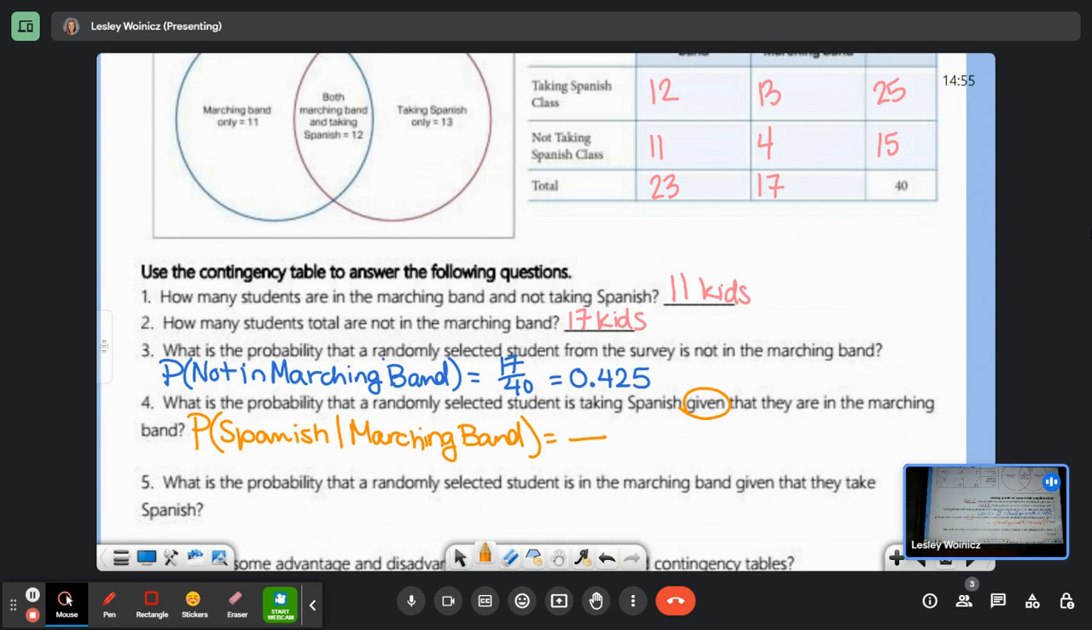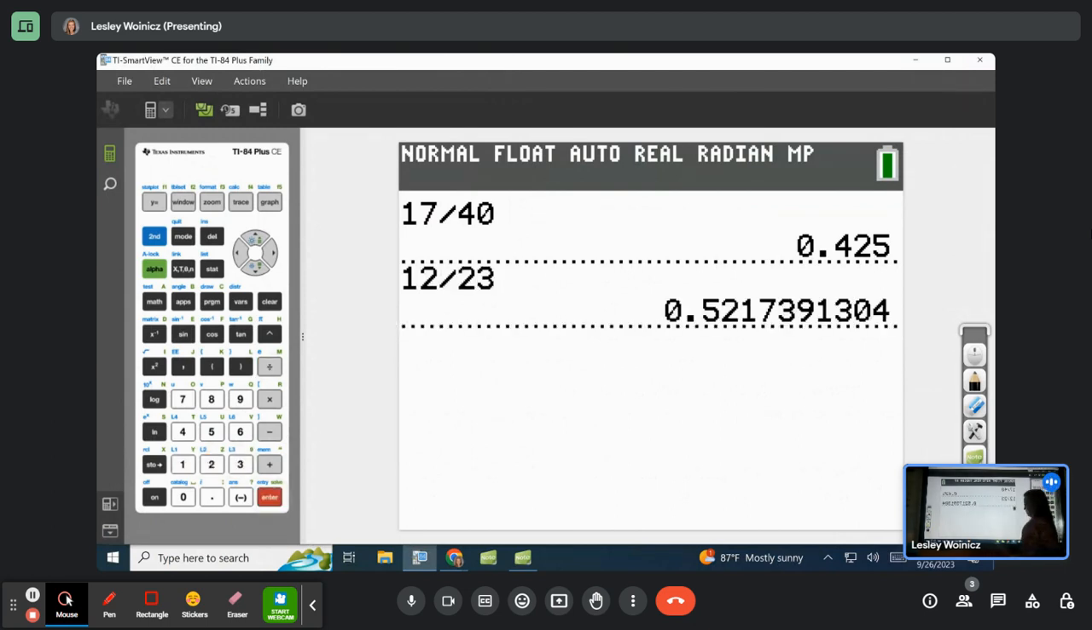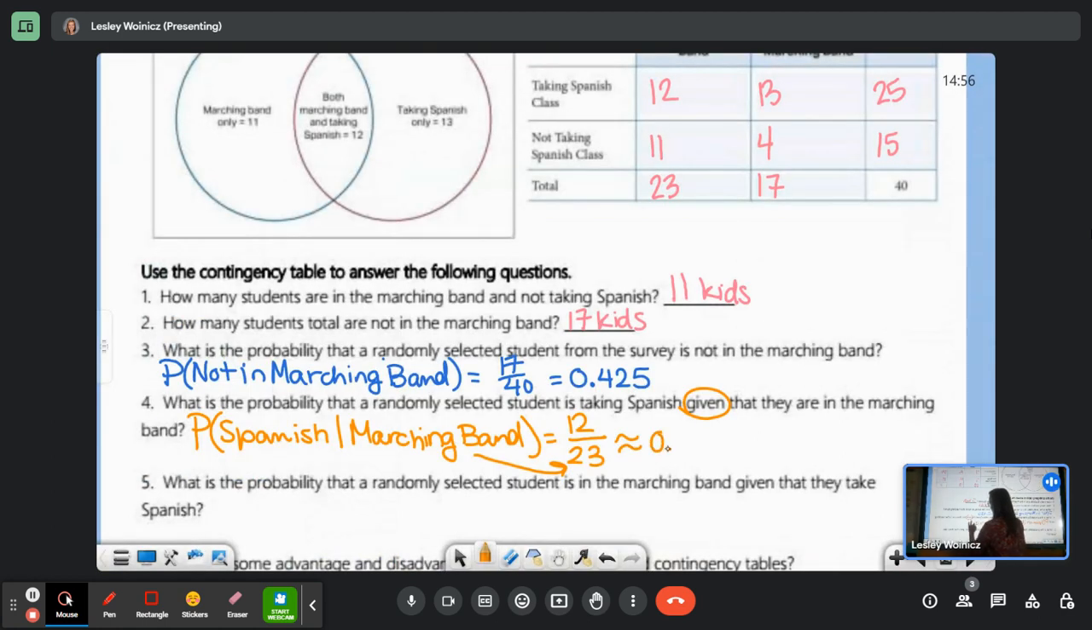Well, you mean Spanish and marching band? No. We're given that they're in marching band. So we're not picking out of all 40. We're only picking out of the marching band kids. How many total kids are in marching band? 23. And there are 12 of those 23 that are taking Spanish. Does that make sense to everybody? Yes. So the given marching band changes the denominator. It changes our sample space. Now we have fewer outcomes to pick from. All right, so let's put that in the calculator. 12 divided by 23 is 0.522. So approximately 0.522. Okay, next.